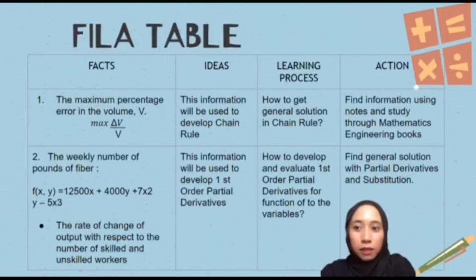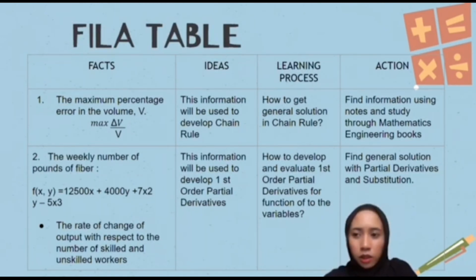So for the table that has been listed from the problem statement, which consists of 4 questions, that is how we solve the problems and get the solution of the calculation. The first question is to find the maximum percentage error in the volume. This information will be used to develop the chain rule and get the general solution for the chain rule. The action that we take is to find information using notes and study through mathematics engineering.